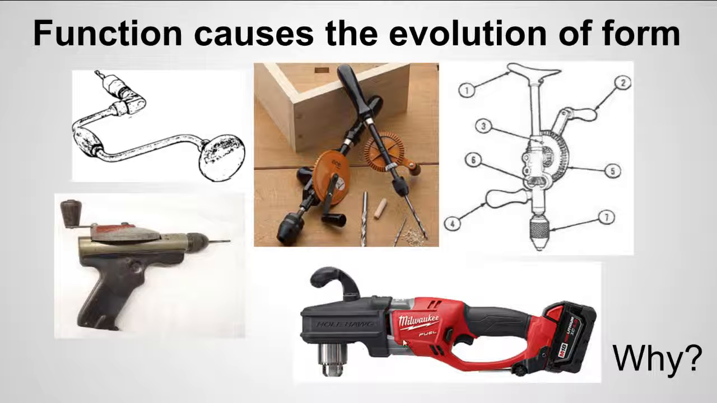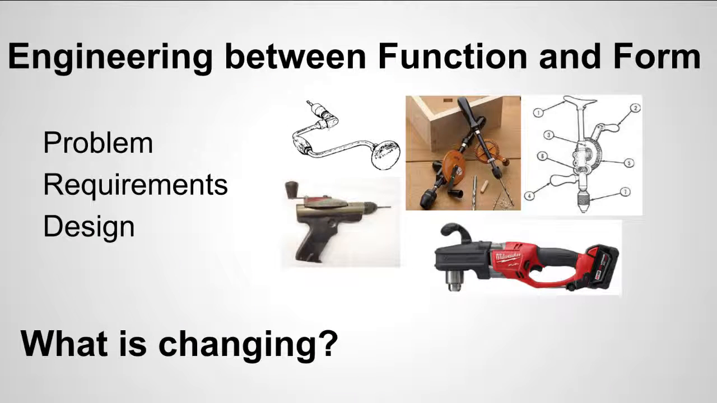So why? What causes all this? So what we do when we engineer is we engineer in between form and function. We get clear about the function that we want, and that helps inspire a new form. So what's changing? Well, both the function and the form are changing.